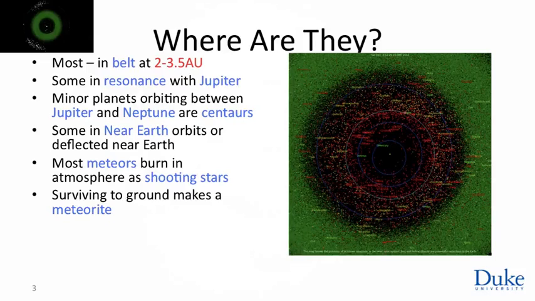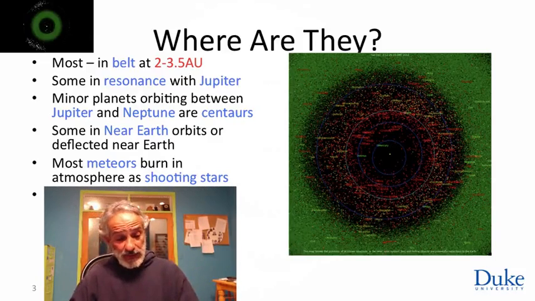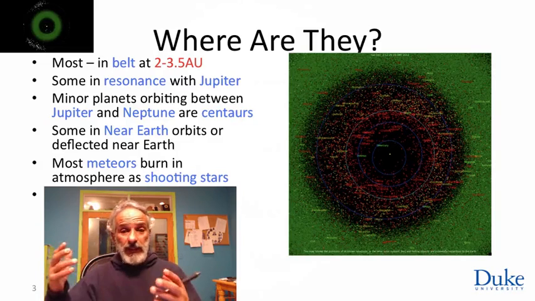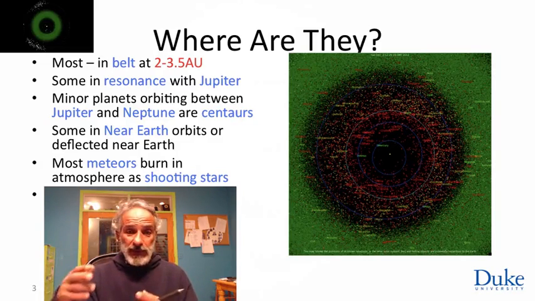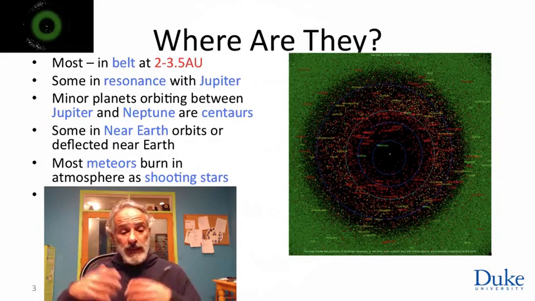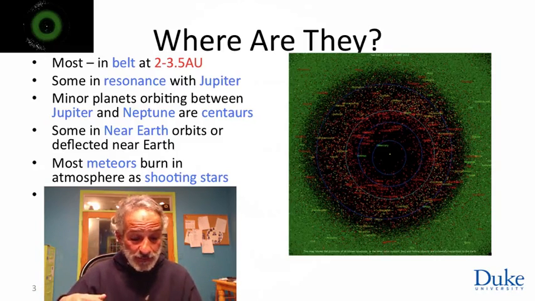And this is where near-Earth asteroids can come from. Now, when they get deflected and they come moving near Earth, they become meteors. When they hit our atmosphere, bits of rock heat up due to friction. Most of them burn up. We see what we call shooting stars, which are meteors hitting the atmosphere.